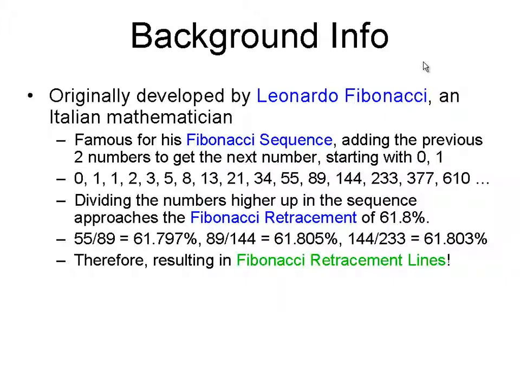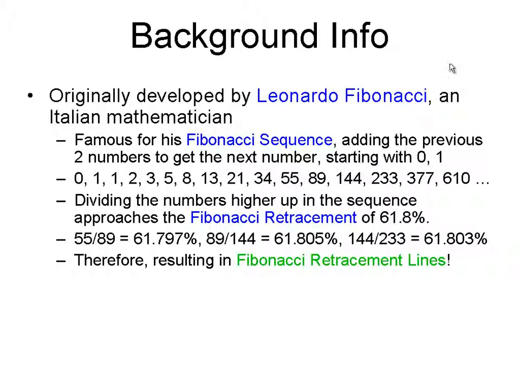And then basically, if you divide the higher numbers, so let's say you divide 55 by 89, you get 61.79. 89 divided by 144, you get 61.805, and so on. You keep doing that. Eventually, it conforms to 0.618 or 61.8%. And that's the golden rule for these retracement levels. So just keep that in mind. We'll be drawing the Fibonacci retracement lines later on in this episode.